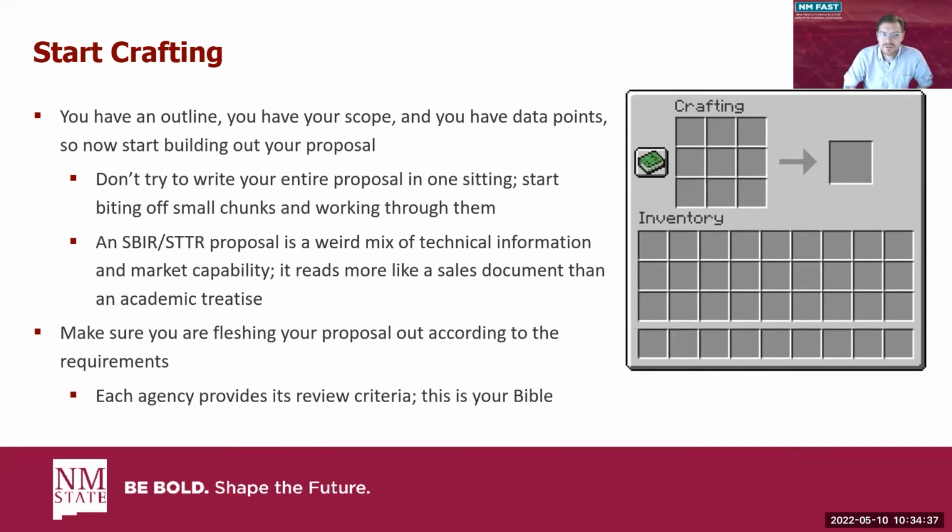You have to make sure that you're fleshing it out according to the requirements. Each agency is going to give you their review criteria, and at the heart of it, that's your Bible. It's what you're going to live, eat, and breathe throughout your proposal development process. Think of it like a grading rubric. When you were back in college, or maybe you're still in college, and the teacher gave you that rubric and said, if you do this, you'll get an A. Well, that's what these review criteria are. And you want to treat it like that.